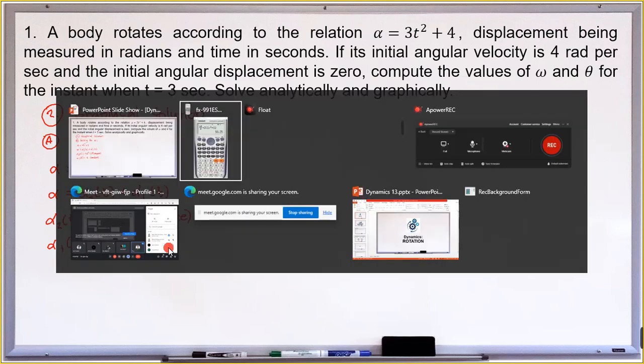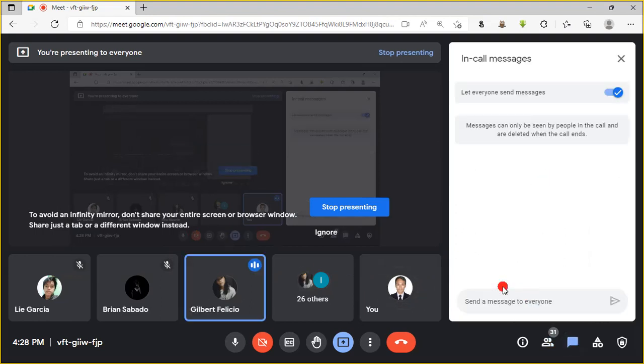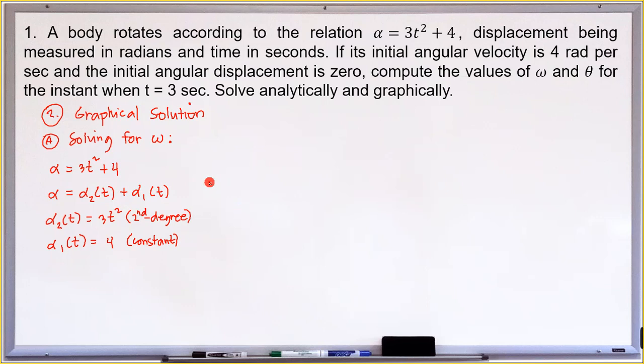Okay. I think nabay nag-raise og hand. Ah, okay. Sige. So continue ta.